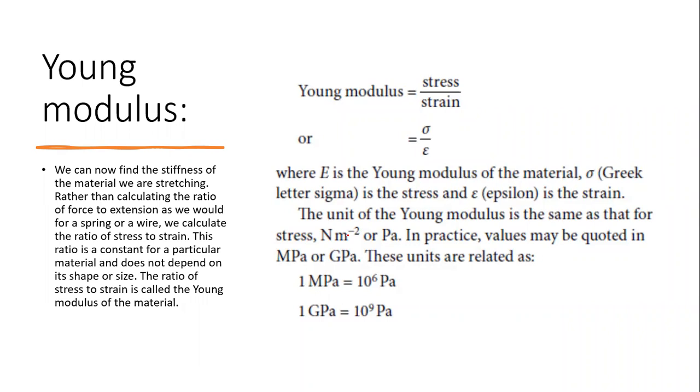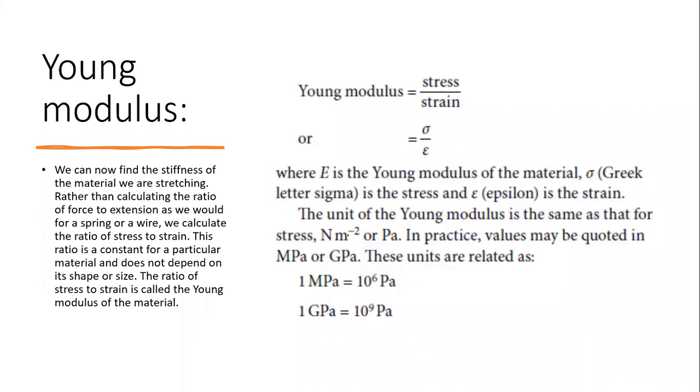And how can we calculate the Young modulus? Our formula is stress over strain. So you take your stress and you take your strain and you find the ratio of it. And when you find the ratio of it, that is going to basically be known as your Young modulus. So this is basically your stress over strain.